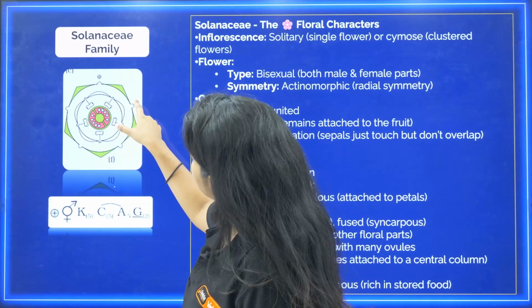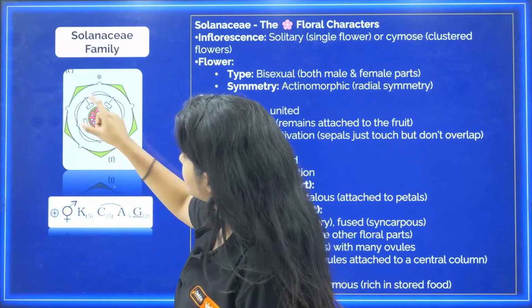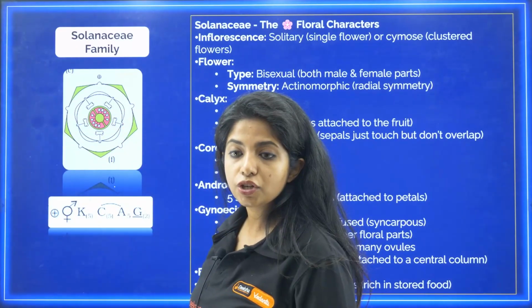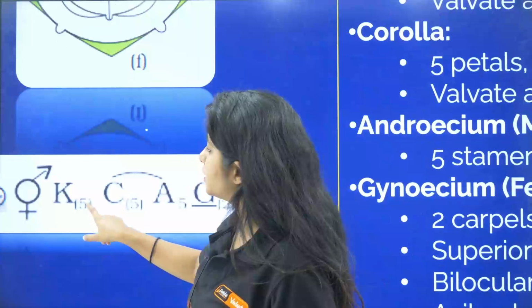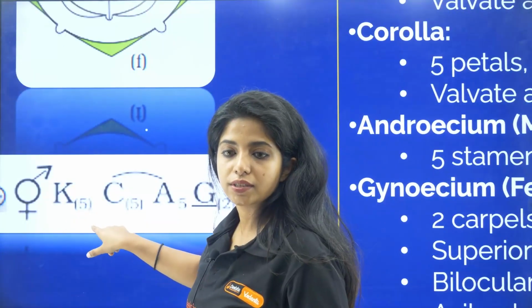And what about the sepals? If you see the diagram, they are all together, kind of fused. So what do you call this condition? Fused condition. How do you represent it? By putting it inside a bracket. So 5 and then you put it inside a bracket.